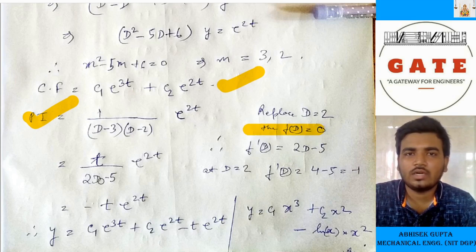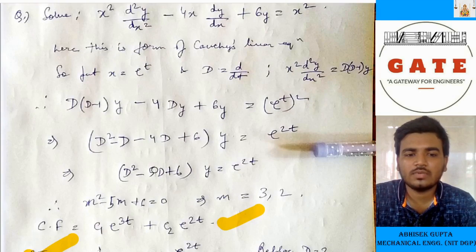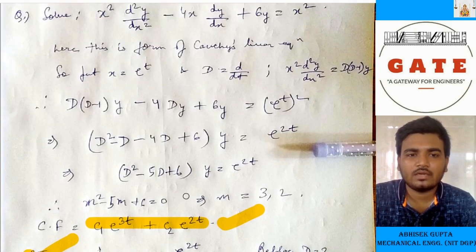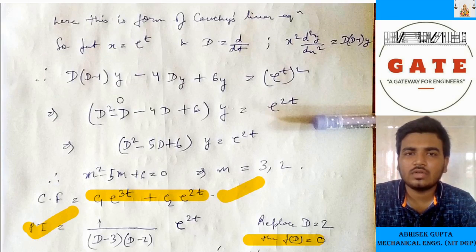The next step will be t into 1/f'(D) e^(2t), where f'(D) is 2D − 5. At D = 2, f'(D) is 4 − 5, which equals −1. So we get the particular integral as −t e^(2t). So the complete solution will be y = c1... See, the complete solution will be the complementary function plus the particular integral. But remember to replace e^t as x and t = ln x.